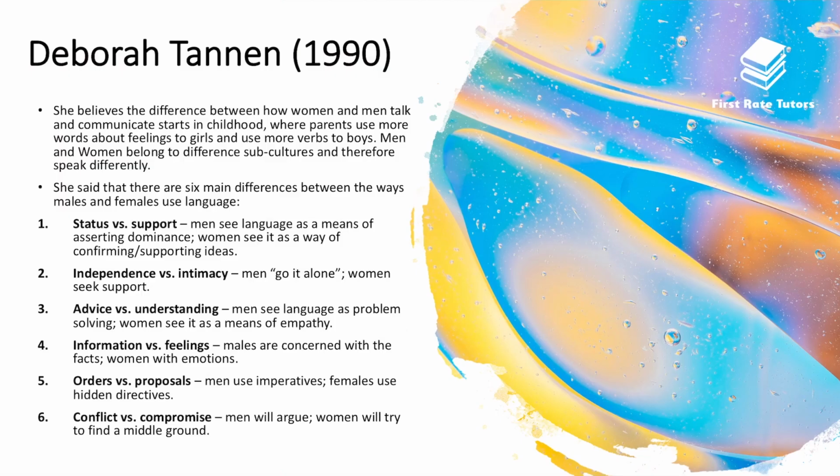Deborah Tannen is perhaps the most famous and most prevalent difference theorist. She postulated her theory in 1990, and she believes the difference between how women and men talk and communicate starts in childhood, where parents use more words about feelings to girls and use more verbs to boys. So men and women belong to different subcultures and thus speak differently. And she said that there are six main differences between the ways men and women use language.